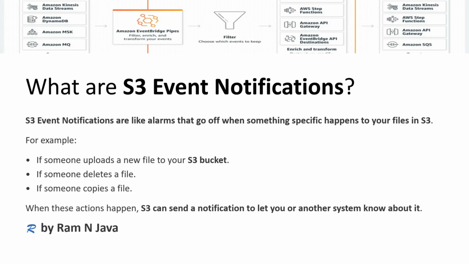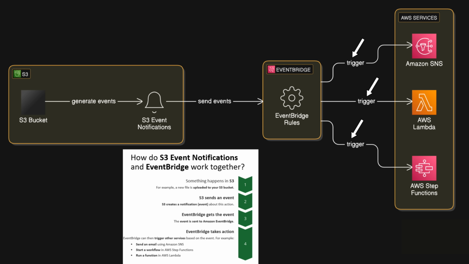Now we will see how this whole flow works. When a new file is uploaded to your S3 bucket, S3 creates a notification or event about this particular action. Then the event is sent to Amazon EventBridge. EventBridge then triggers other services based on the event. For example, send an email using Amazon SNS, start a workflow in AWS Step Functions, or run functions in AWS Lambda.